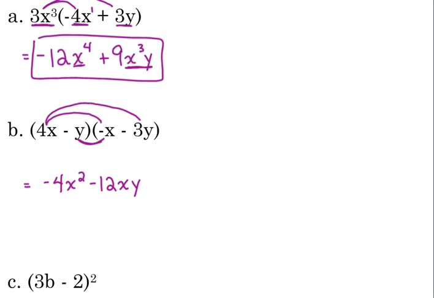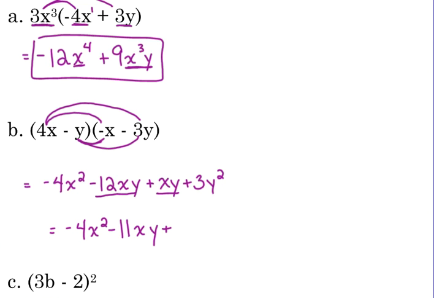Then I multiply my inside two terms. Negative y times negative x is positive xy. Always try and list them in alphabetical order as much as possible. And then when I multiply my last two terms, negative times a negative is a positive 3. Y times y is y squared. Now we do have some like terms here. We've got negative 12xy plus xy, so we can combine to get negative 11xy plus 3y squared.